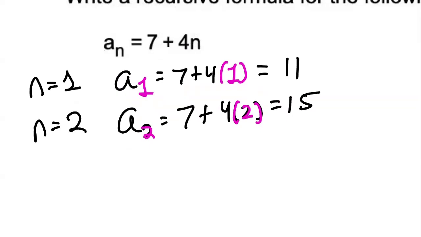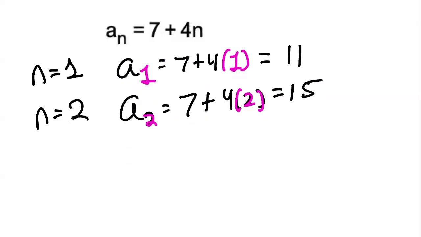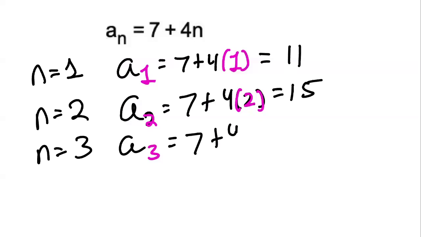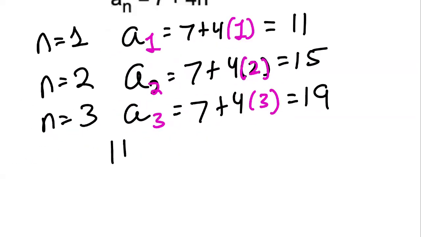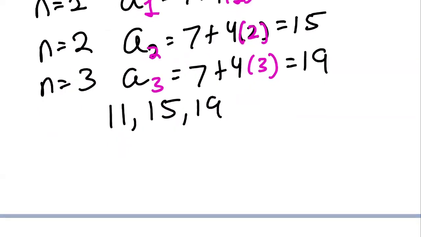Okay. Now let's find the next one because we need at least 3. So we're going to find the third number in the pattern. a sub 3 equals 7 plus 4 times 3. So 7 plus 4 times 3 is 19. Okay. Now, based on the numbers that we have, 11, 15, and then 19, what do you think the pattern is?